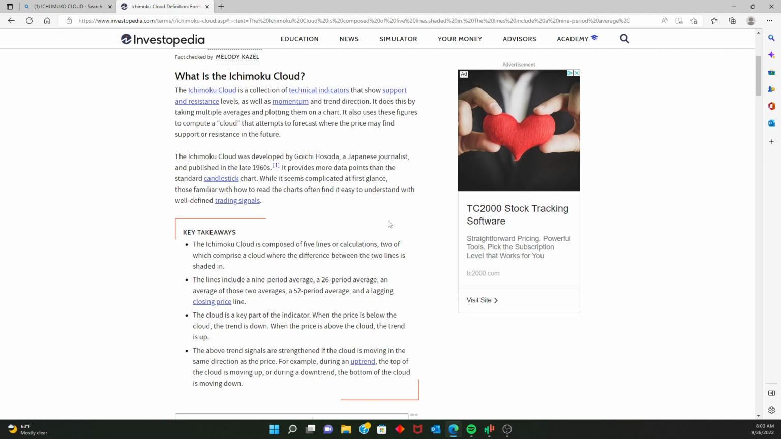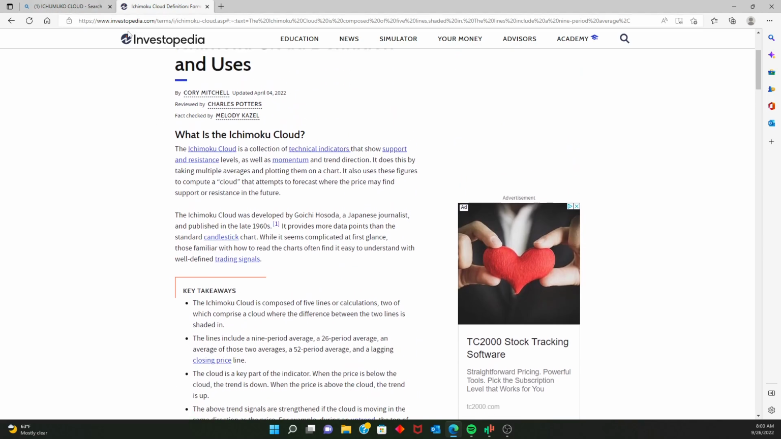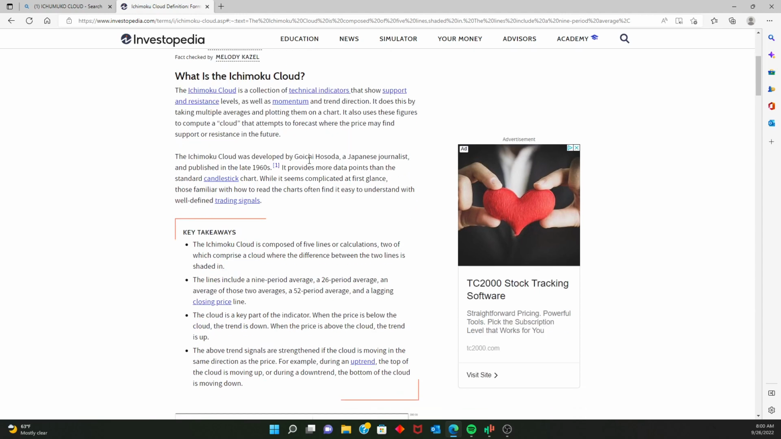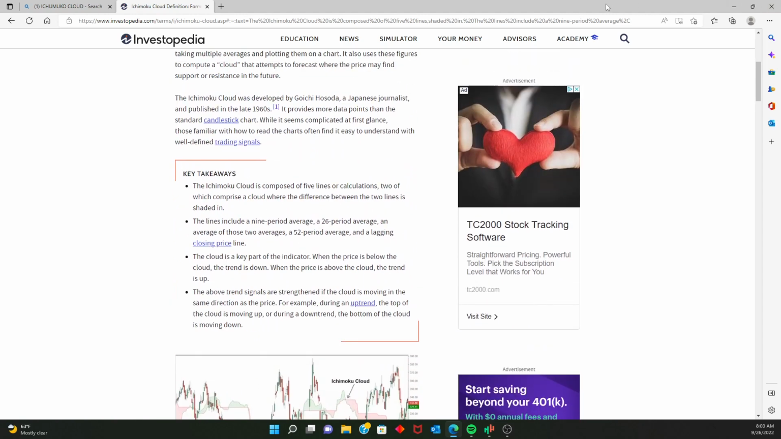Instead of me wasting time on this video trying to show you exactly what it is, I suggest you just go to Investopedia and read up on what the cloud is. But again, I don't use it in its natural way, the way it was designed to be. I use it a little bit differently, and I want to go over that.